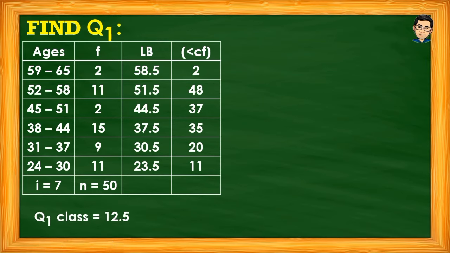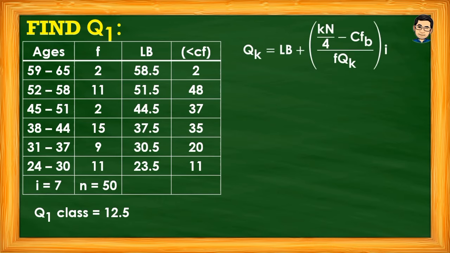So, since meron na tayong Q sub 1 class, which is 12.5, okay, located po yung 12.5 dito sa 31 to 37. Okay. So, pwede natin siyang lagyan ng Q sub 1 dito. Yan, Q sub 1 class. Next, pwede na tayong mag-solve sa formula.